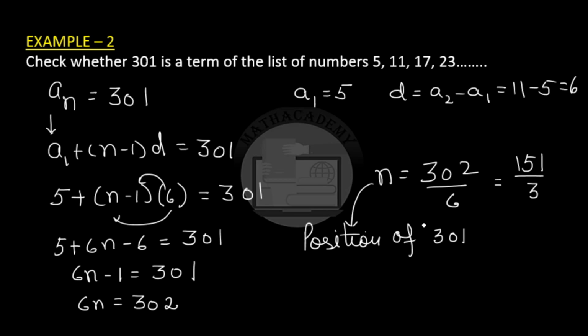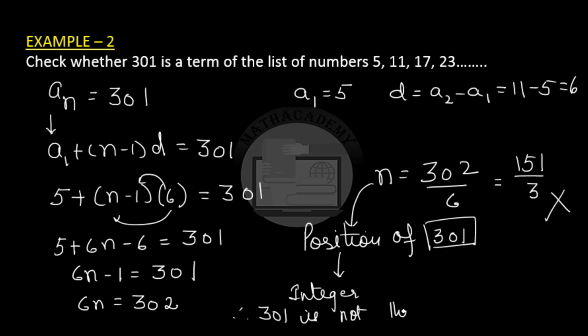Position of 301 here. And can the position of a term be fractional? The position of a term should always be an integer value. Correct? It can be first position, second position, third position. It cannot be a 2/3 position or 2.5 position. The position of a term should always be an integer. Therefore, n as 151 by 3 is actually not possible. The position of any term can't be fractional, and therefore 301 is not a term of the above sequence.